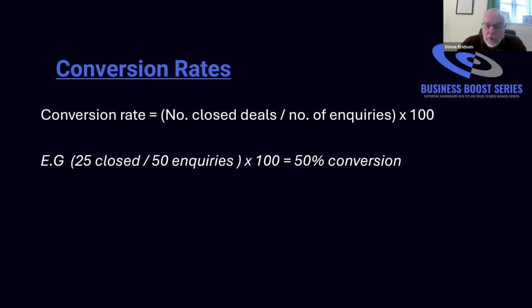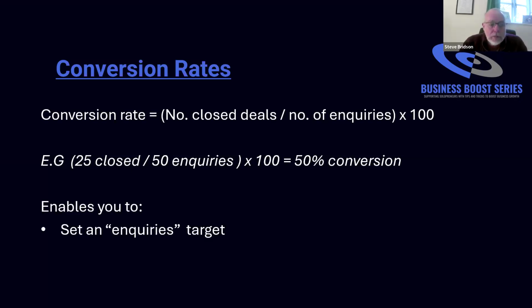So if you know your average order value and your average conversion rate, and you have a sales target, then that gives you the information that you need. So what you can do is set the target for the number of inquiries that you need a month, so you can hit that target.